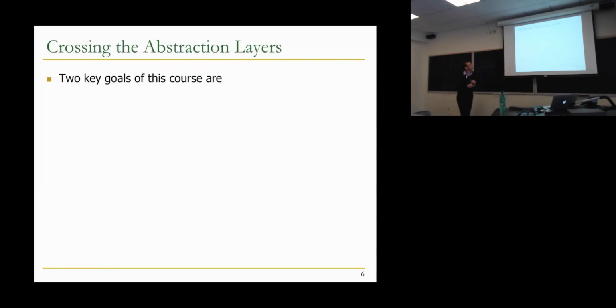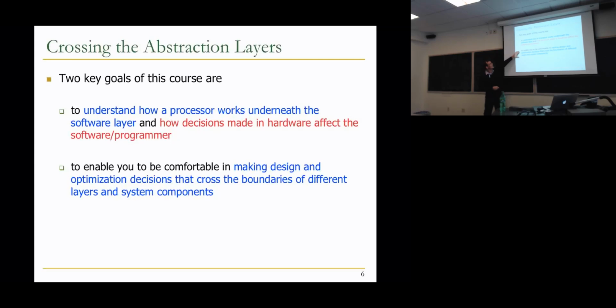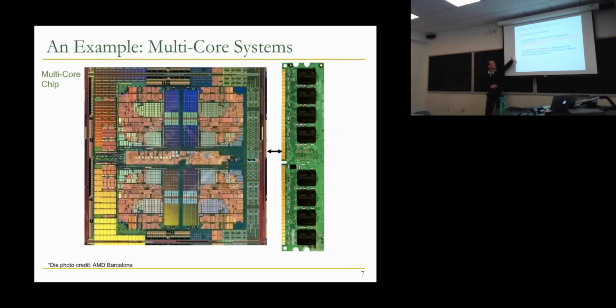Okay. So two key goals of this course are, basically, we'd like to cross the abstraction layers. One key goal is to understand how a processor works underneath the software layer, and how decisions made in hardware affect the software and the programmer. Basically, how the decisions you make at the logic layer affect upper layers. And the second key goal is to enable you to be comfortable in making design and optimization decisions that cross boundaries of different layers and system components. And I'll give you examples of this.